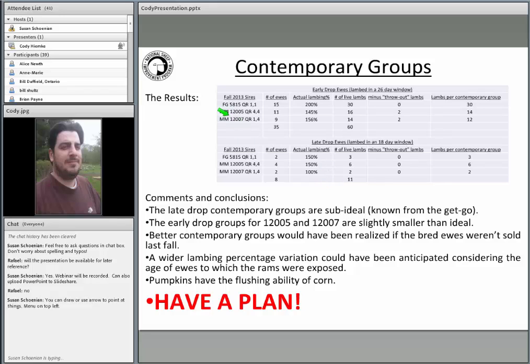Thanks, Susan. The 12007 ram, he's the one that I sold a bunch of ewes to. 14 live lambs. I had to throw 2 of them out of the data set, which left 12 lambs in the contemporary group. Now, I don't castrate at all. All my rams are left whole, so that wasn't a consideration I had to make. But as you can see here, with 15 being the optimum benchmark, 2 of my groups were subpar, or sub-ideal.